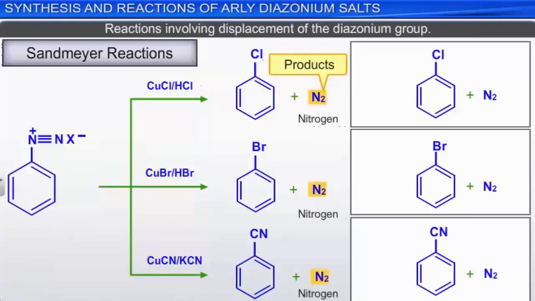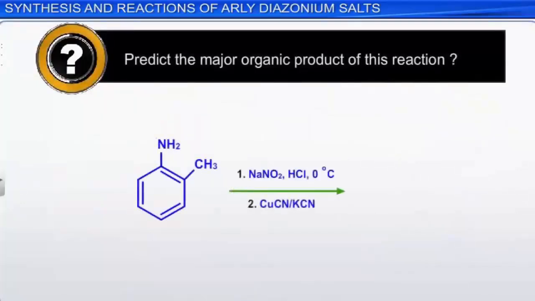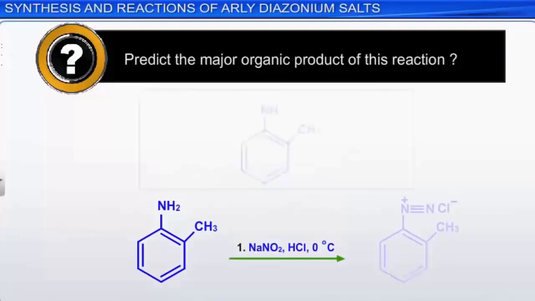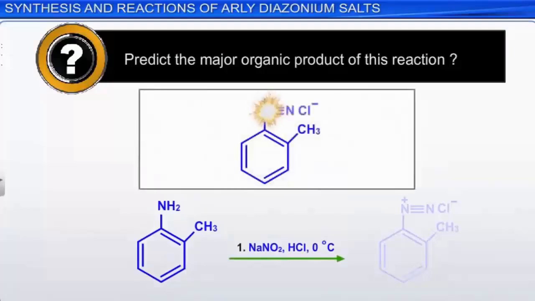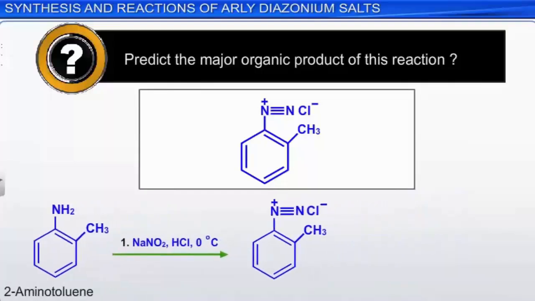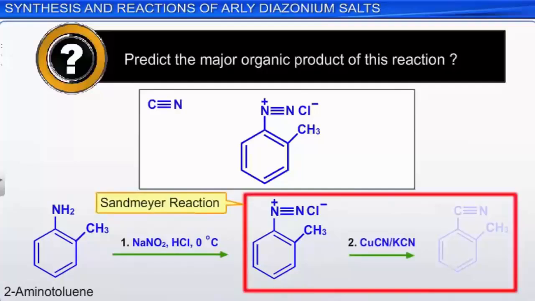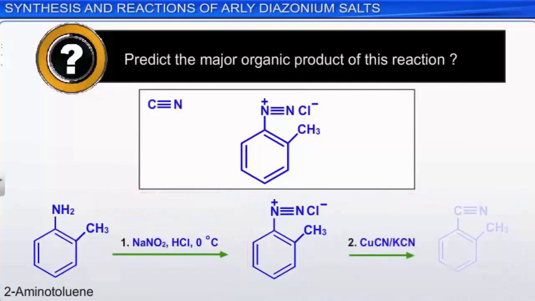Here is a problem for you to solve. Predict the major organic product of this reaction. The first step of the process converts 2-aminotoluene into the corresponding aryl diazonium salt. You should recognize the second step of the process as a Sandmeyer reaction. Under these conditions, the diazonium group will be replaced by a nitrile group.